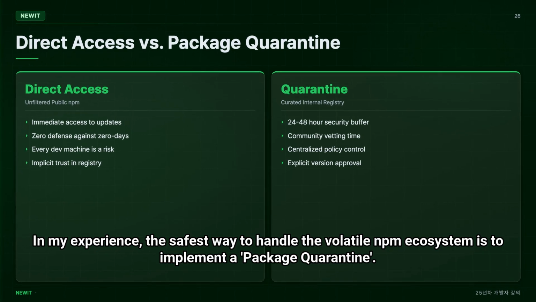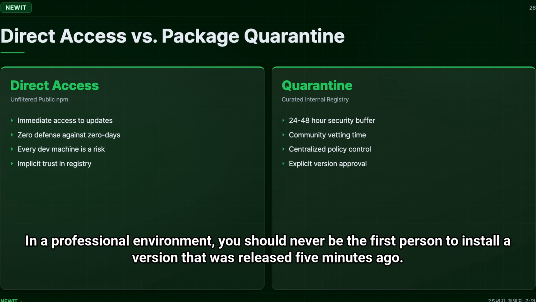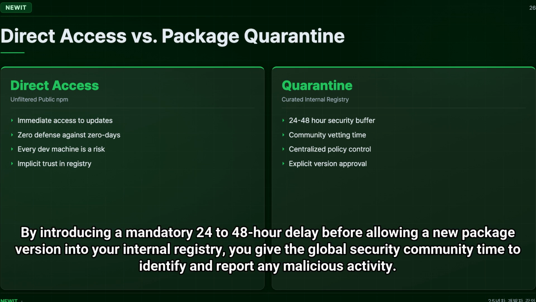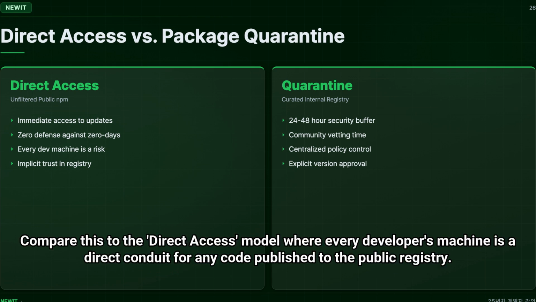In my experience, the safest way to handle the volatile NPM ecosystem is to implement a package quarantine. In a professional environment, you should never be the first person to install a version that was released 5 minutes ago. By introducing a mandatory 24 to 48-hour delay before allowing a new package version into your internal registry, you give the global security community time to identify and report any malicious activity. This strategy involves using a private proxy like Verdaccio or Artifactory to curate your own blessed repository.